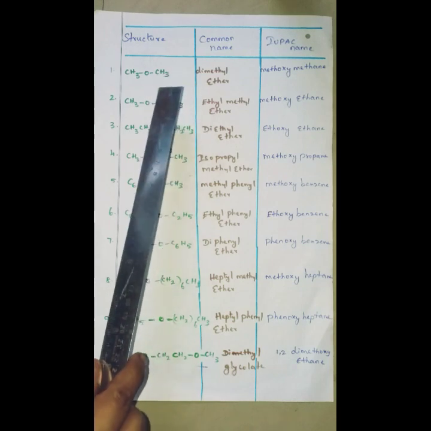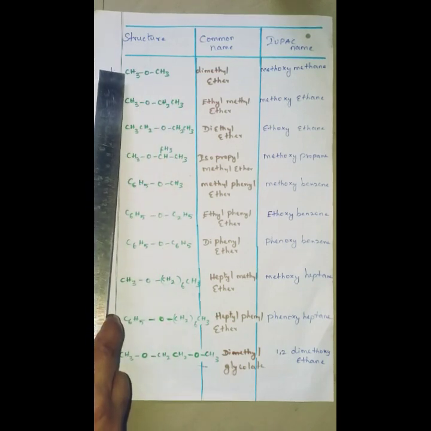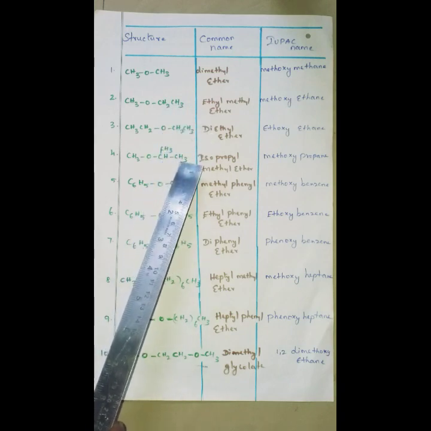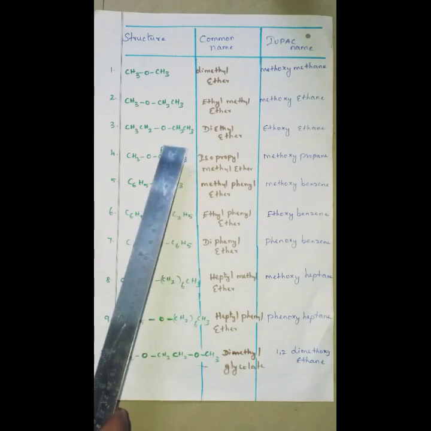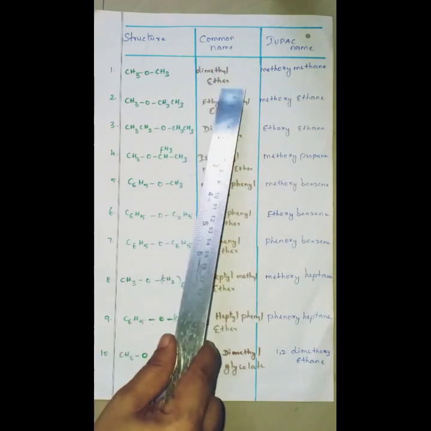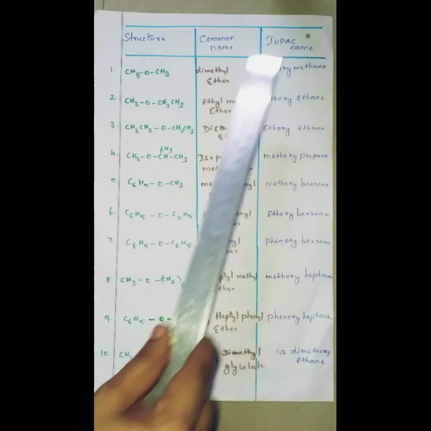First we have to know the group names. CH3 means methyl. CH3CH2 means ethyl. CH3CHCH3 means this group is called an isopropyl group, and the C6H5 group is called phenyl. If you know this, we can easily name it. First I will explain the common name and next the IUPAC name.